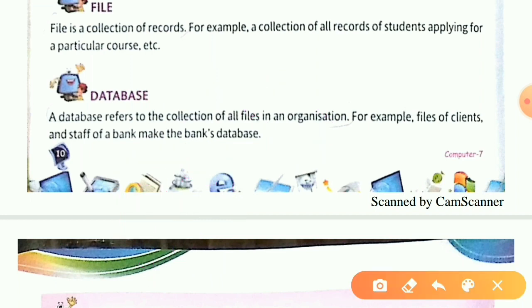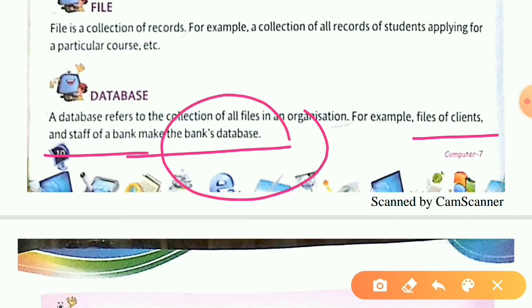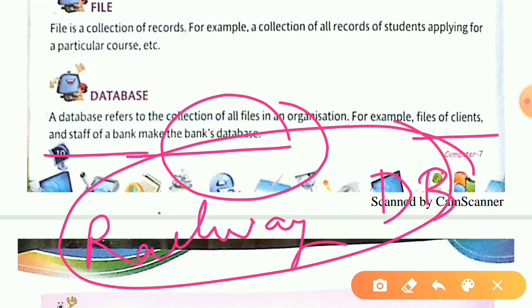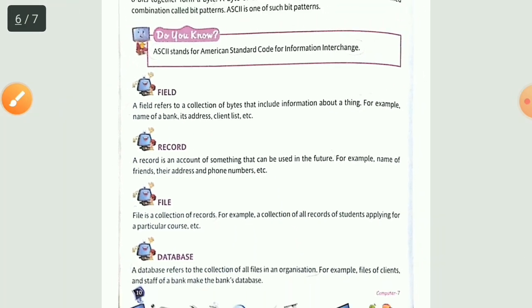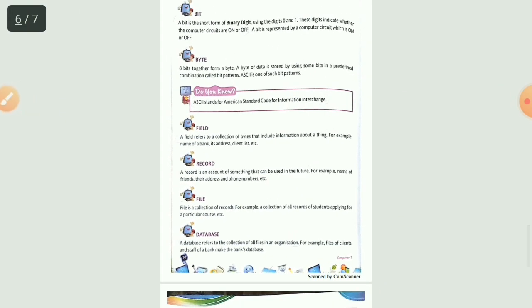For example, here you can see the files of clients and staff of a bank make a bank's database. If the information is regarding your bank, then it becomes your bank database. If the information is regarding your railway, then it becomes your railway database, and so on. These are terminologies that are interlinked with each other. Now please go through it by yourself.